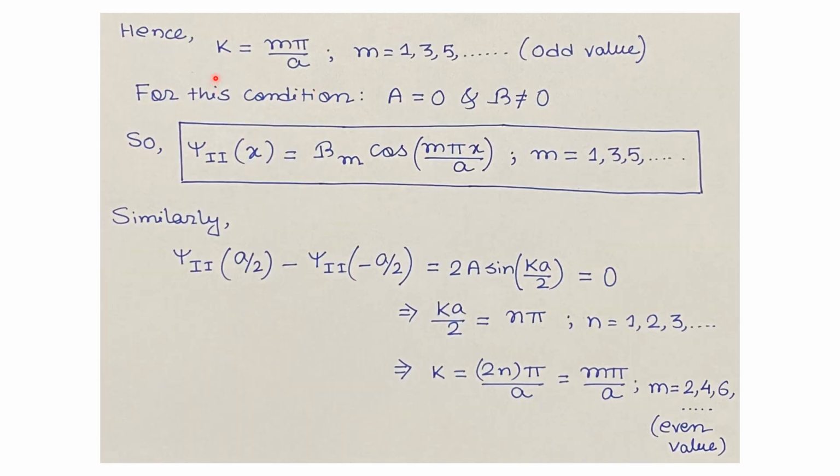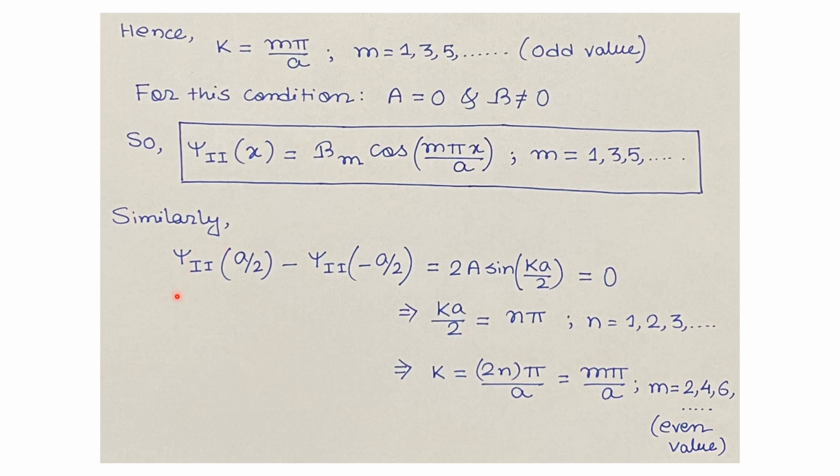So we found that our k value will be m pi by a, where m is an odd integer, that is 1, 3, 5 and so on. And under this condition, a equals 0 and b not equals 0. So we can write the wave function psi 2 as a function of x equals b subscript m times cos m pi x by a, where m equals odd integer values.